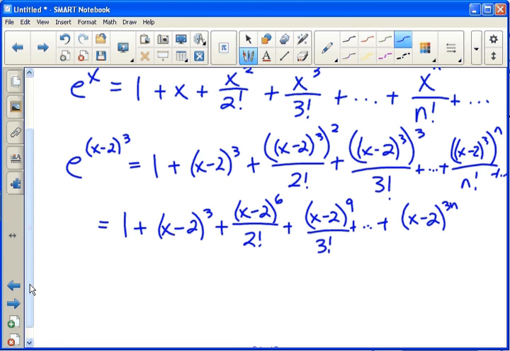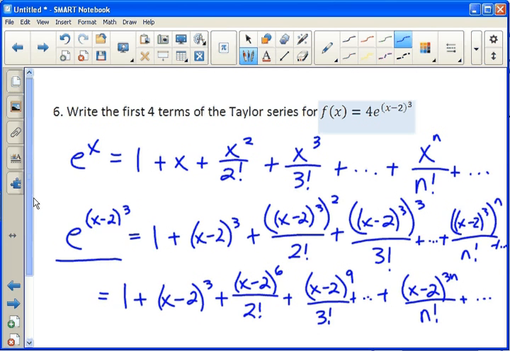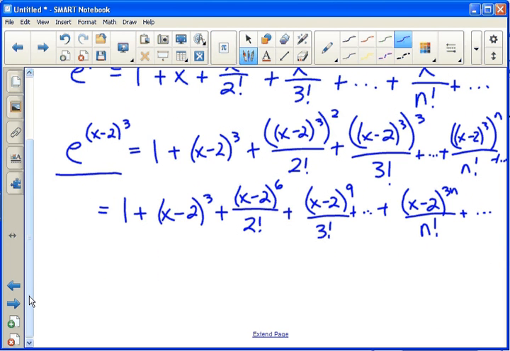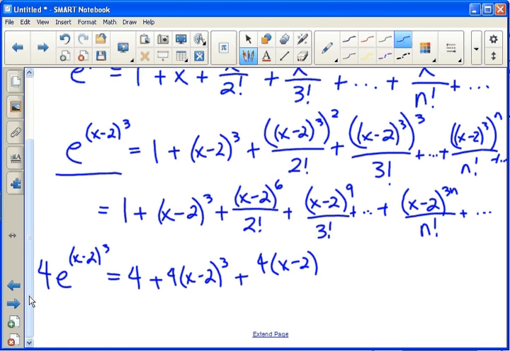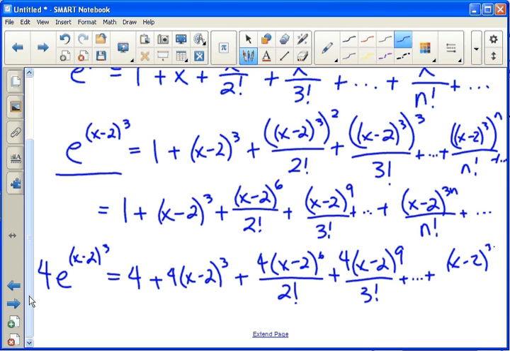The last thing it does is multiply the whole function by 4. So I multiply every single piece I see by 4, making my final answer look something like this. Alright, that would be acceptable. If you want to reduce these two terms, you can. So this would also be one other way you could write it.